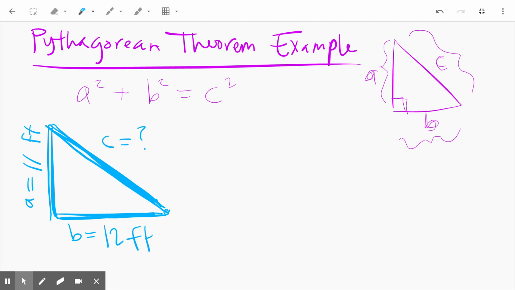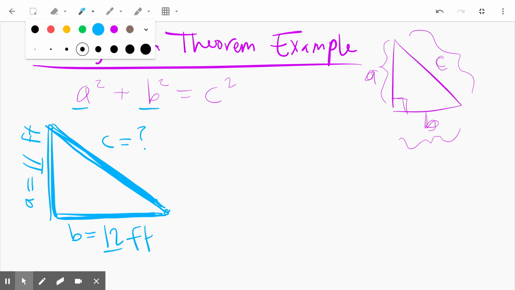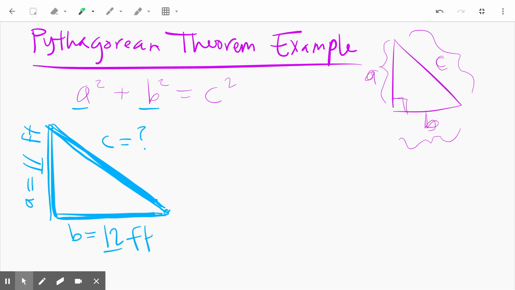So what I'm going to do first is substitute the numbers that I do know, 11 and 12, in for A and B in our formula. So here, instead of A squared, we know A is 11, so I'm going to put 11 squared. We know that B is 12, so I'm going to replace 12 for B. We don't know C yet, so I'll leave C as C.